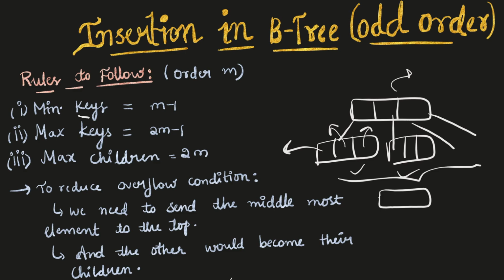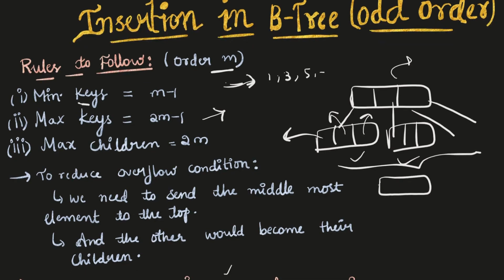M is nothing but the order. Since we are talking about the odd order, they are like 1, 3, 5 and so on. So minimum keys would be m minus 1, maximum keys are 2m minus 1. So any child cannot have more than 2m minus 1 keys, and maximum children is nothing but 2m.